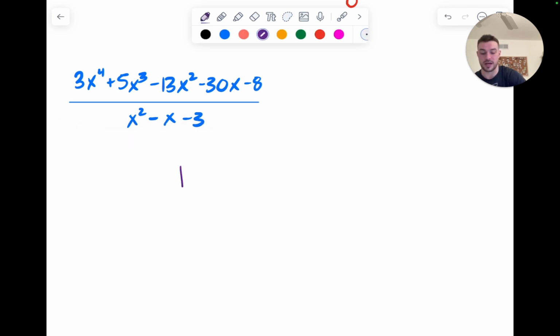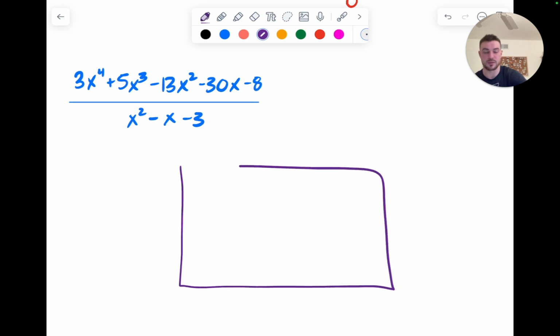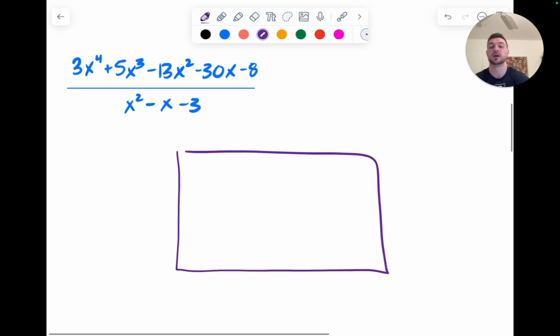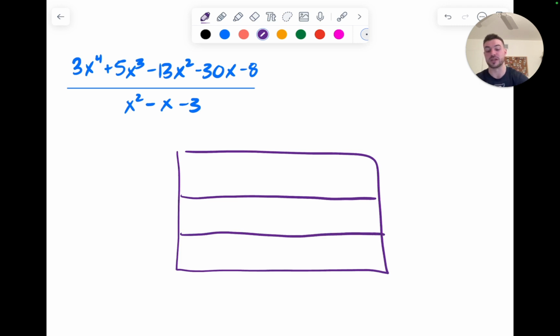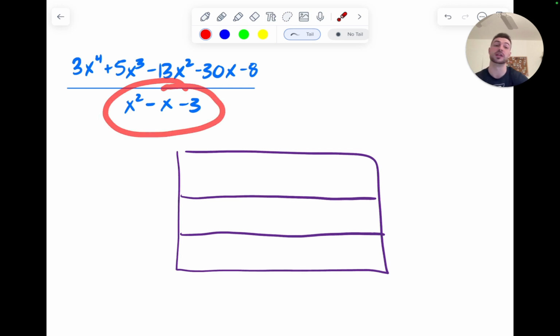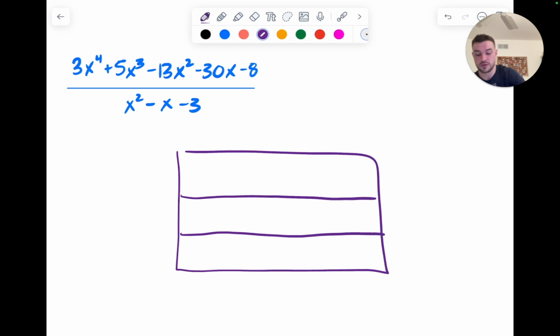What I'm going to do is create a nice big box. And we might not use all of it. I might need to add more, but that's not entirely important. I'm going to split this so we have 3 rows, and the reason I want 3 rows is because there are 3 terms in what I'm dividing by. So I'm going to put an x squared, negative x, and negative 3 next to each of those portions. And then I'm just going to split these up into some rectangles here.